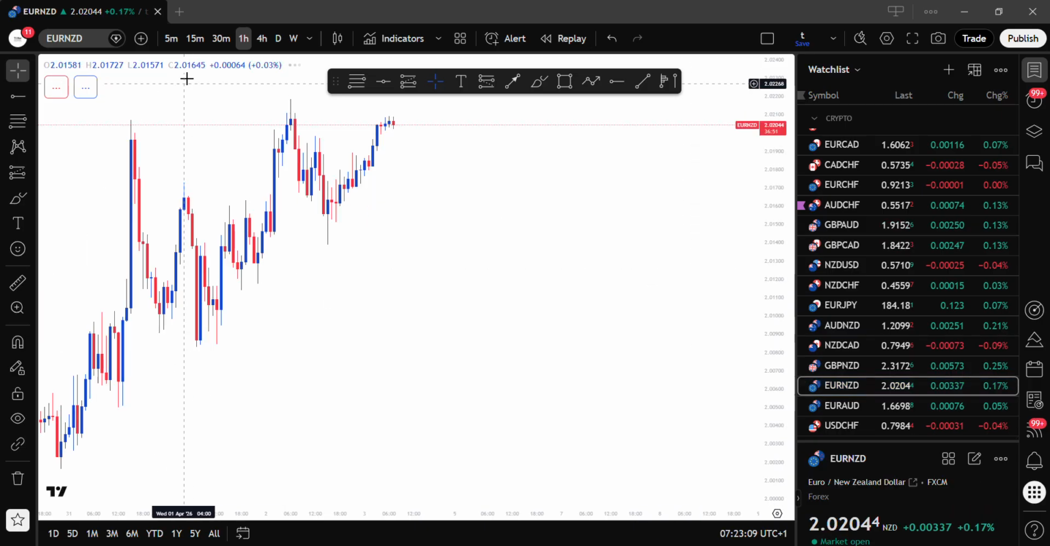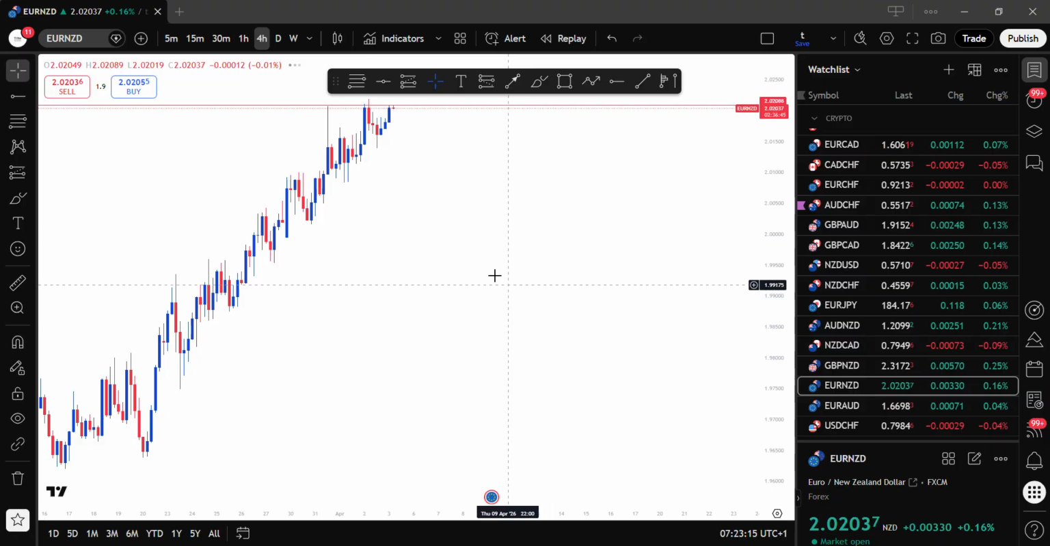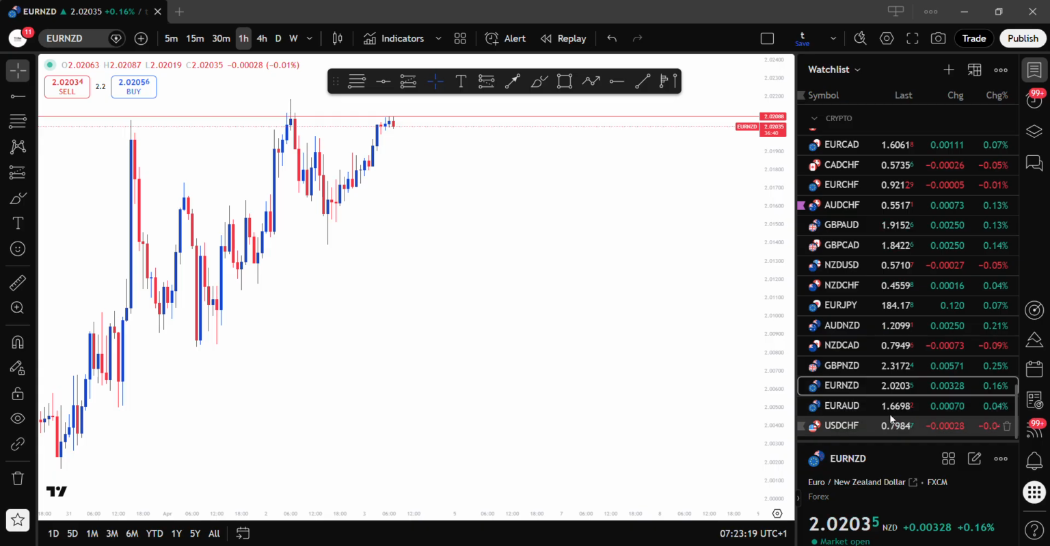On Euro NZD daily time frame, the market tested this point already and it's trying to make a reversal for a sell. On 4 hours, it has not changed character on 1 hour yet, so just keep waiting.